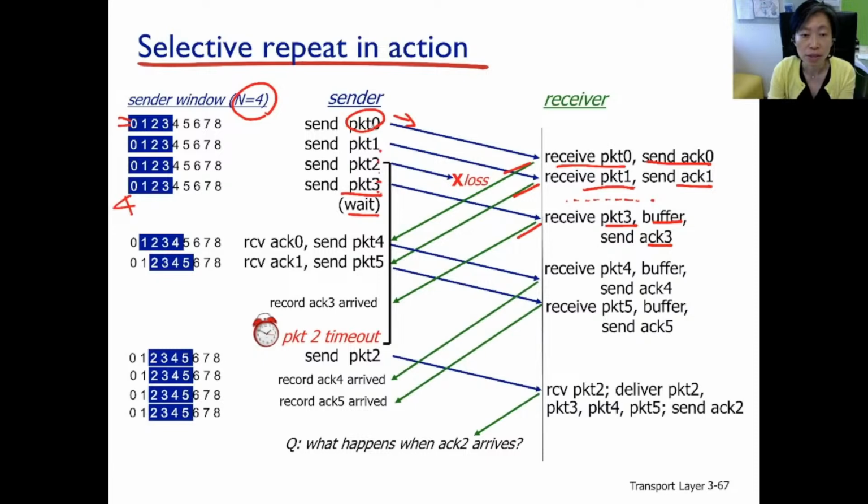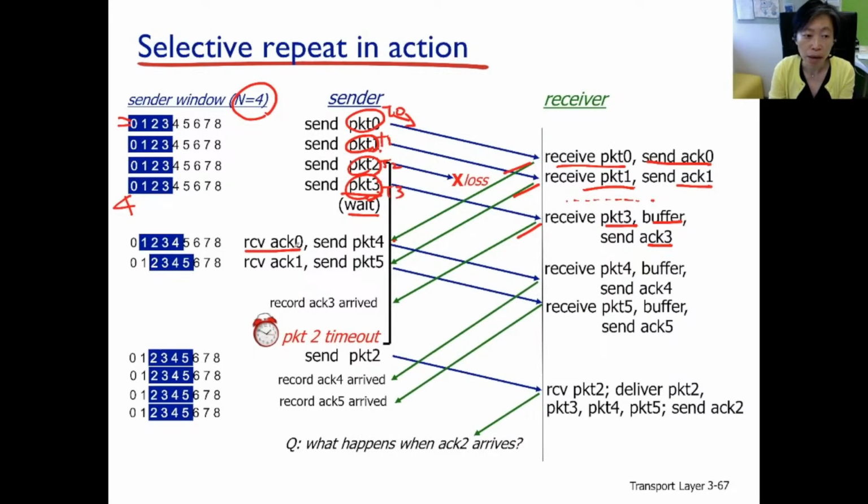Now, sender, upon generating packet 0, packet 1, packet 2, and packet 3 will all start the timer individually. So T0, T1, T2, and T3 will all be ticking, no worries. Okay. Now, ACK 0 comes back to the sender. Sender receiving ACK 0 will do what? Clear packet 0. So that packet will turn green.